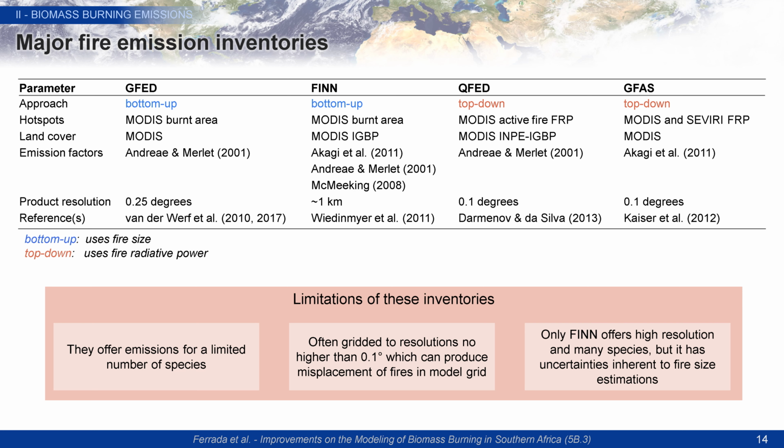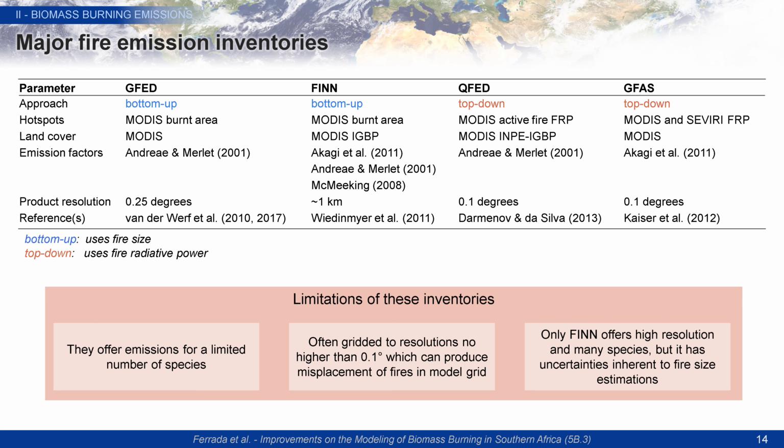With the increase of computational power, models now consider hundreds of chemical and aerosol species and are capable of solving them on very fine grids. These inventories are widely used, but they often offer a limited number of species. This can be a problem when running model simulations with complex chemistry, since the missing species begin as zeros, which can have an impact on the formation of secondary species, such as ozone.